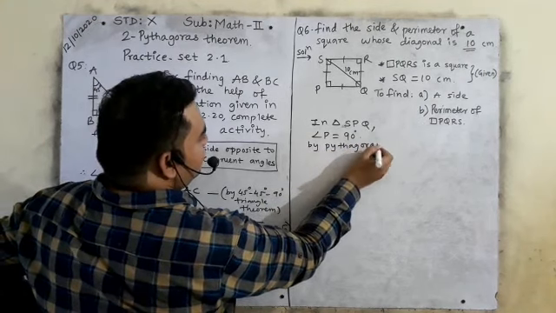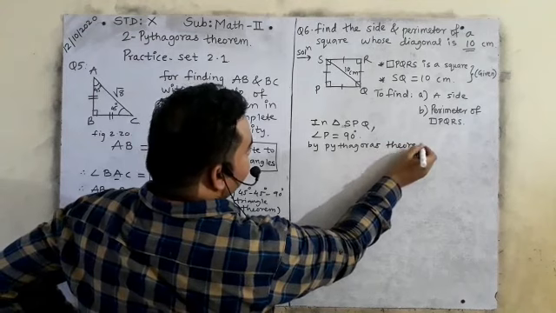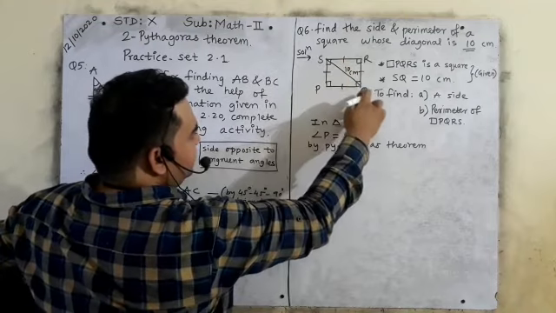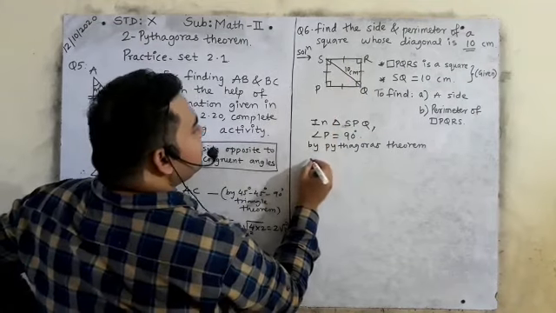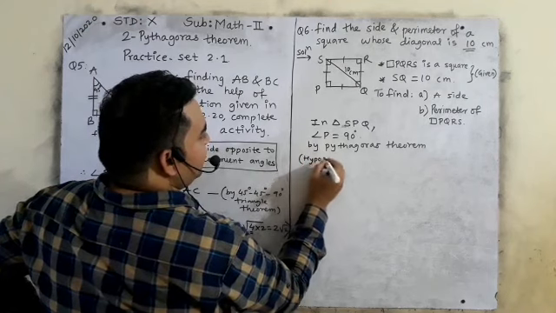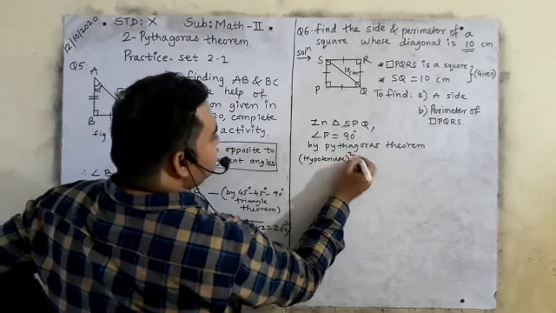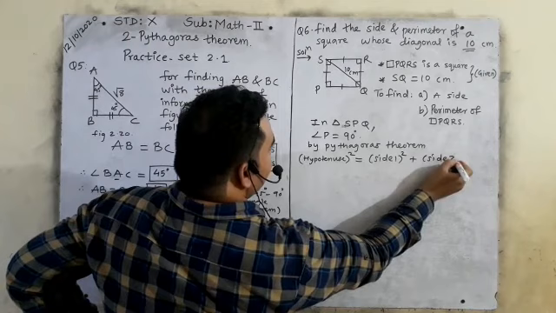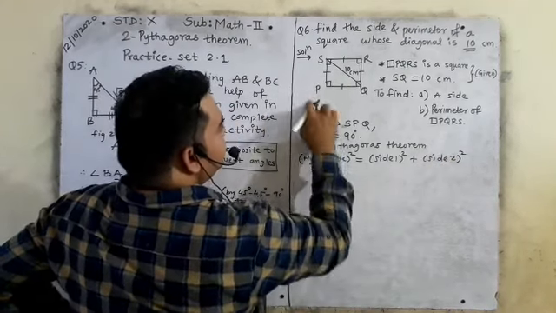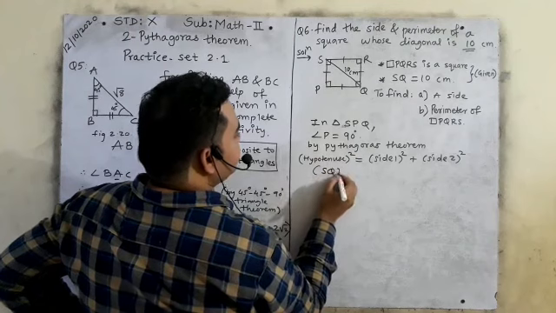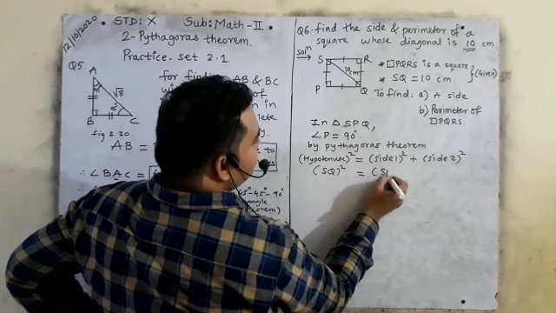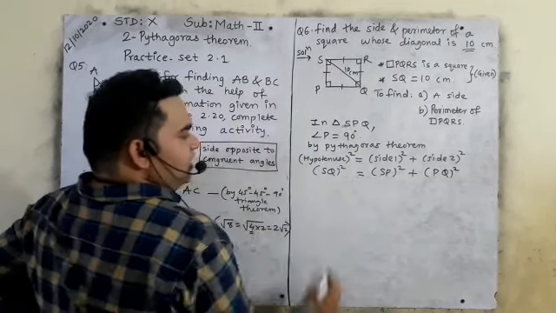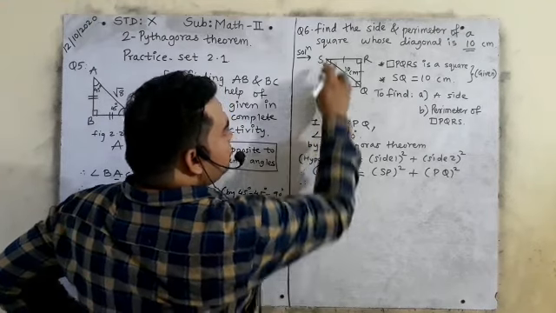So therefore we can use the Pythagoras theorem. By Pythagoras theorem, hypotenuse. So this is triangle SPQ, and SQ is the hypotenuse, the side opposite the 90 degrees. So we will write hypotenuse square is equal to side 1 square plus side 2 square. In SPQ, SQ is the hypotenuse. Side 1 is SP square, side 2 is PQ square, right?